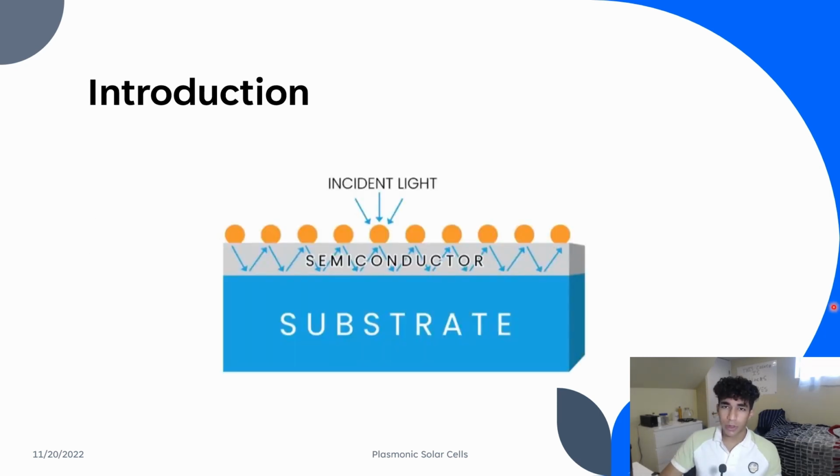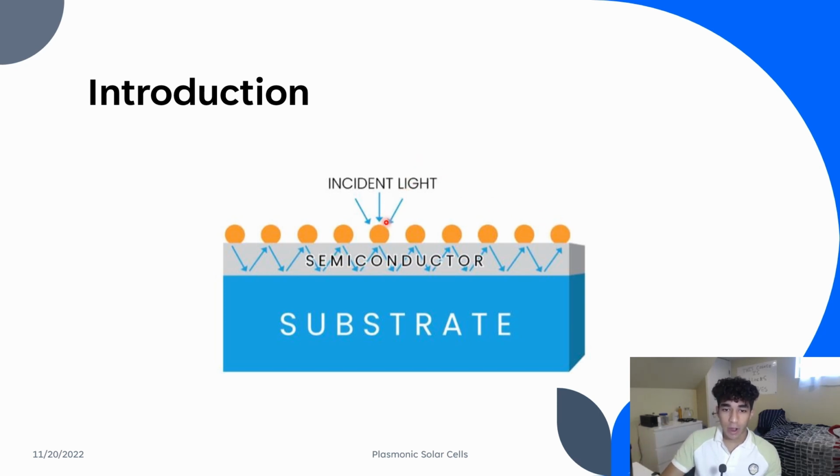So just to introduce what plasmonic solar cells are and how they differ from standard solar cells: in general terms, what happens in a solar cell is that you have a light wave, it hits the semiconductor, and then you have electricity generated. The difference now, if you look at the PowerPoint slide, is that we have nanoparticles, which are these balls over here, on top of the semiconductor.